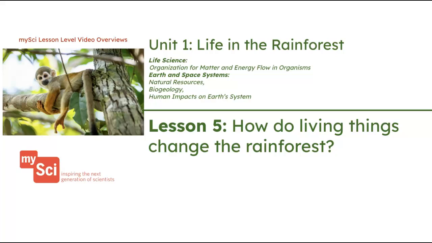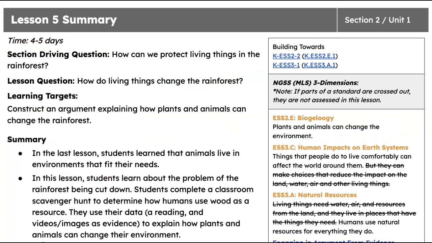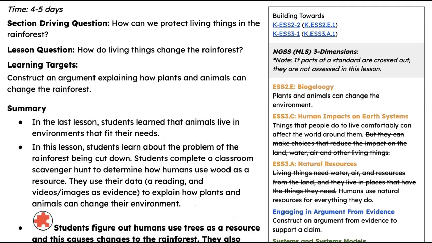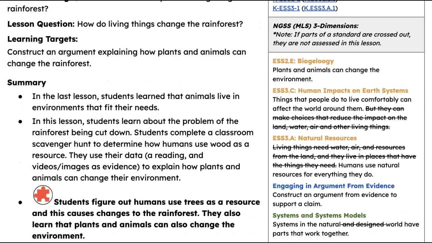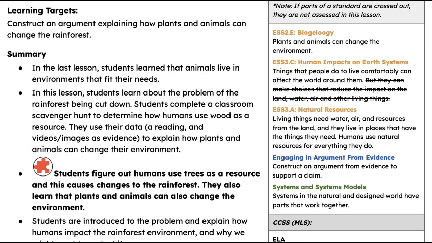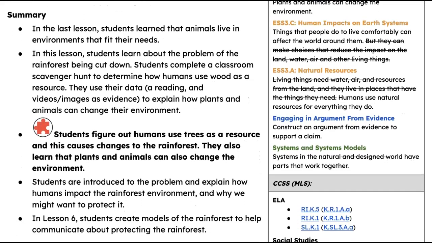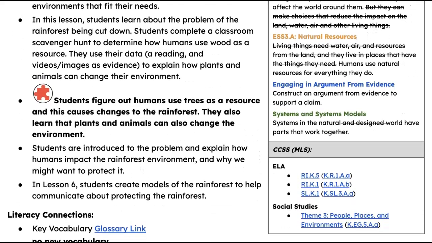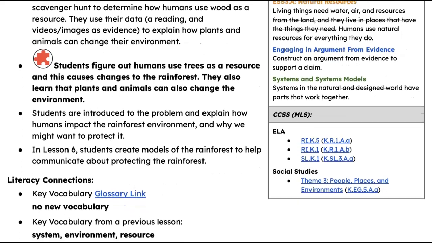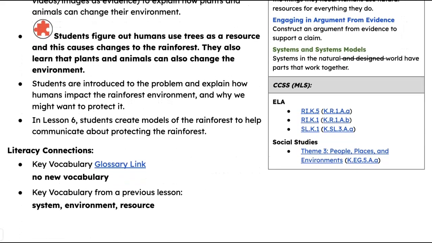Students figure out humans use trees as a resource, and this causes changes to the rainforest. Students are introduced to the problem and explain how humans impact the rainforest environment and why we might want to protect it. There are several opportunities for ELA and social studies cross-curricular connections throughout the lesson. You can look for specific standard connections in the Unit 1 Teacher Guide. This lesson will take approximately 4 to 5 days to complete.